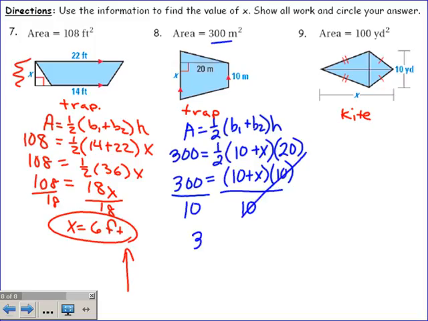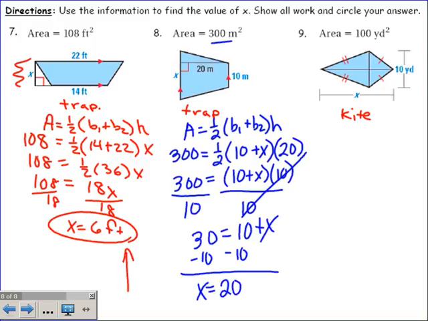This would be 30 equals 10 plus x. Now what do we do? 30 equals 10 plus x. Subtract 10, subtract 10, x equals 20. 20 what? Meters. 20 m, which stands for meters. I get the same answer I did the other way.